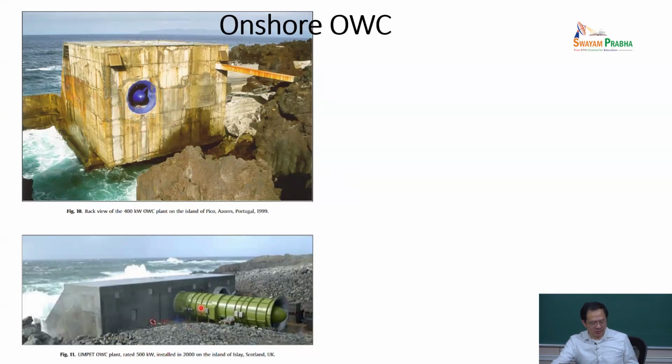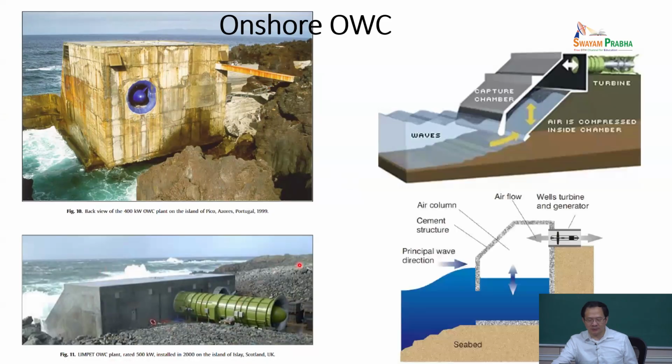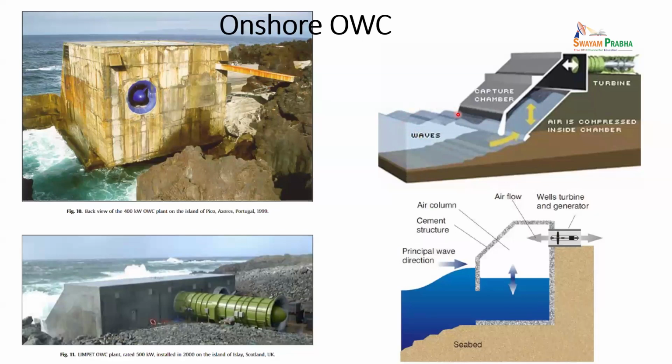And here, this is one device in the UK. It has operated since 2000, and it produces 500 kilowatts of energy. The principle is the same, right? The wave comes in and the surface moves up and down, driving the turbine. However, different from just now, here the air goes through the turbine in two directions.